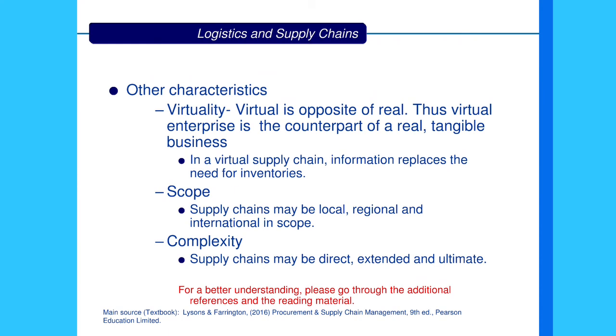Then other characteristics are virtuality in supply chains. Virtuality means virtual is the opposite of real. The things which you can see, tangibility is there. You can see things and you can trace how goods and other things are moving. But in a virtual enterprise, you cannot see the things because the tangibility is not there. In a virtual supply chain, information replaces the things for inventories.